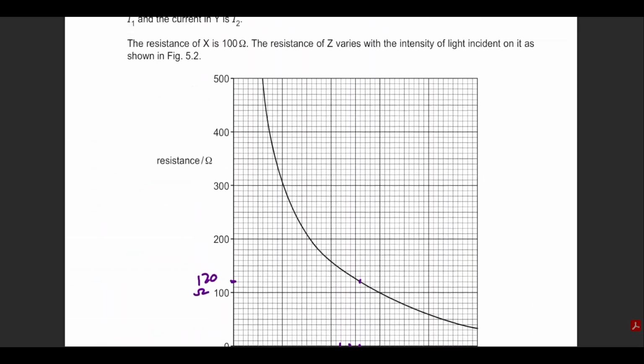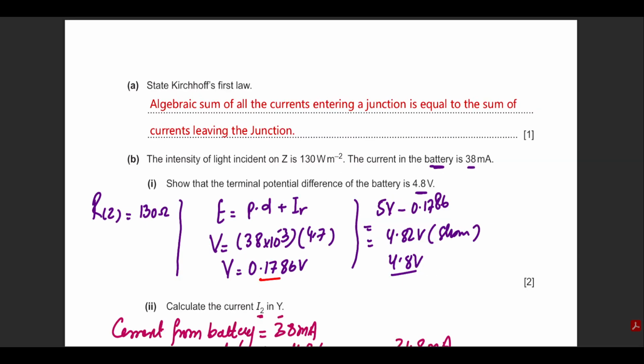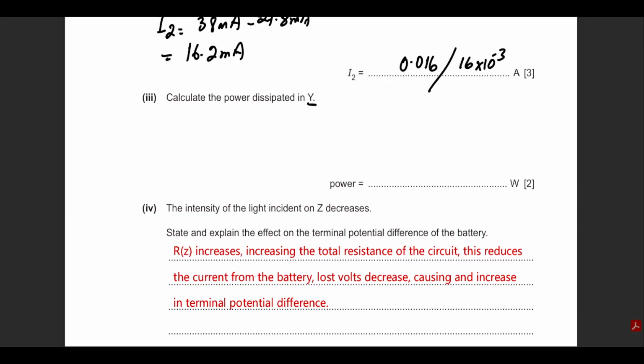Calculate the power dissipated in Y. Very easy question. Since we're looking at Y, we know the current through this branch is going to be 0.016. We know it is in parallel to the battery, so the voltage it gets is 4.8 volts. And now we're just left with the simple formula for power, which is P equals IV. The current is 0.016. The voltage provided is 4.8, and the power comes out as 0.0768 watts, which will become 0.77 watts.